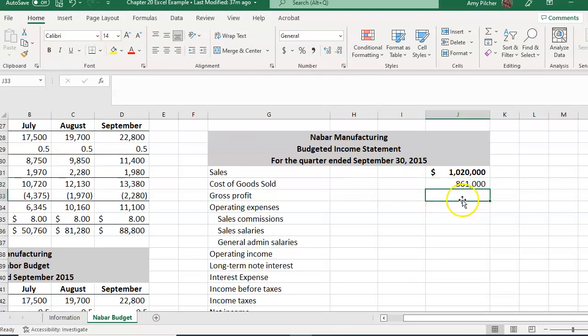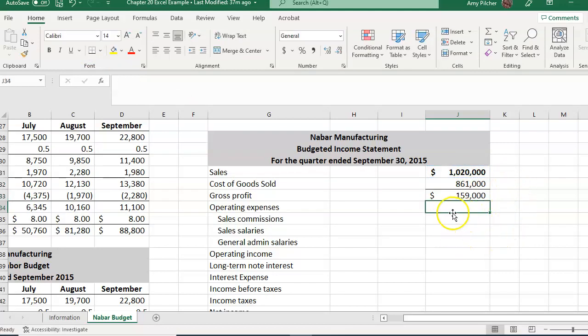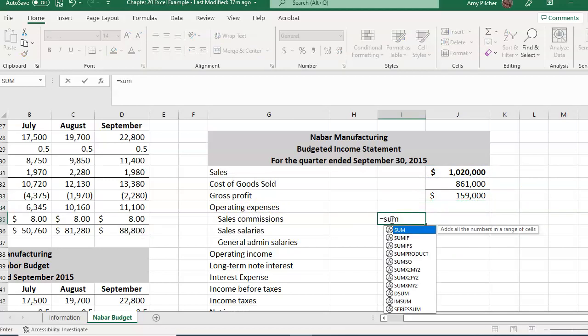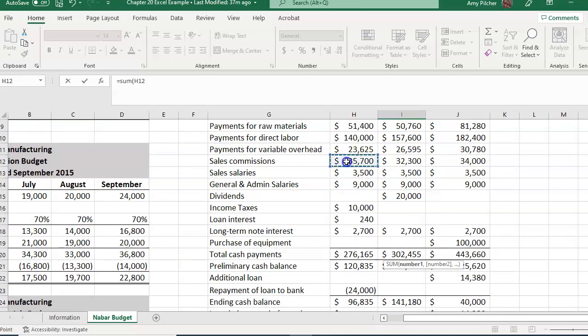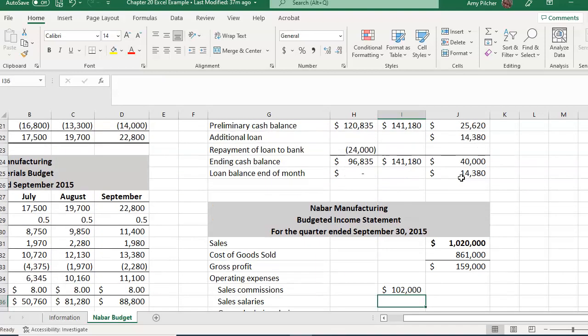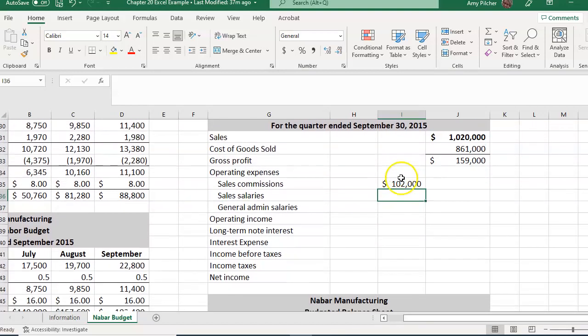So my gross profit is sales minus cost of goods sold. Now I need my operating expenses. So I'm just going to add together, straight from my cash budget, my sales commissions, sales salaries, and general administrative salaries. I'm going to get the sum of my sales commissions. And then you're going to love this, because I want the sales salaries and the general and administrative salaries, and they're all in a row there. I can just do this, boom, and it copies down.